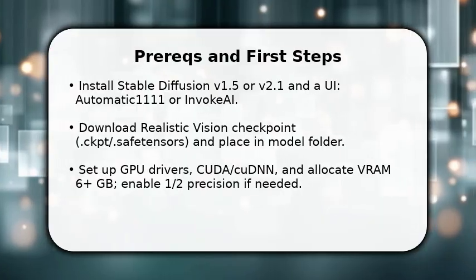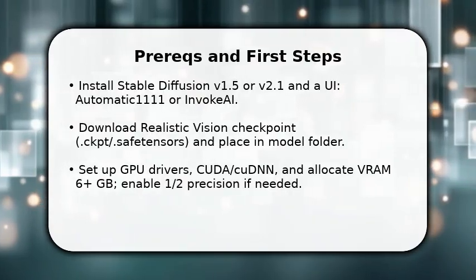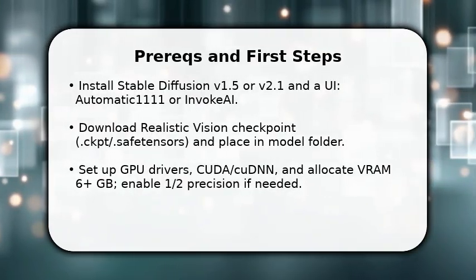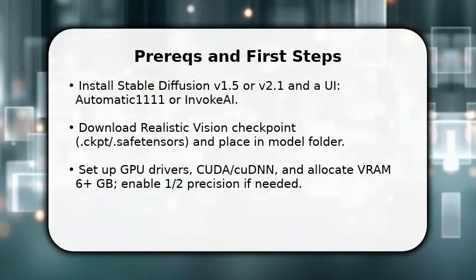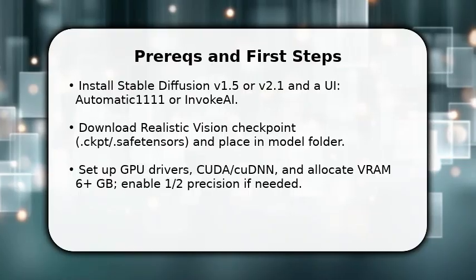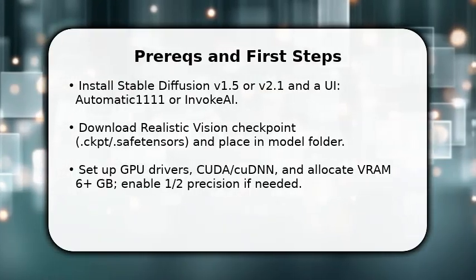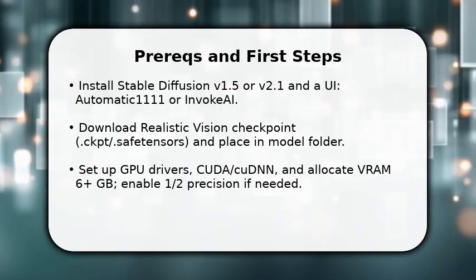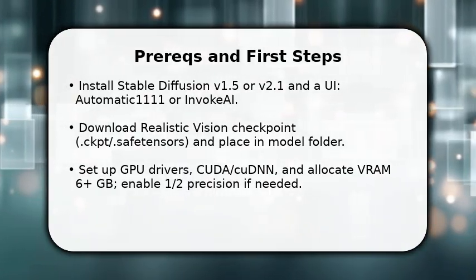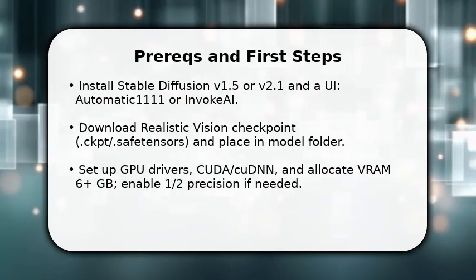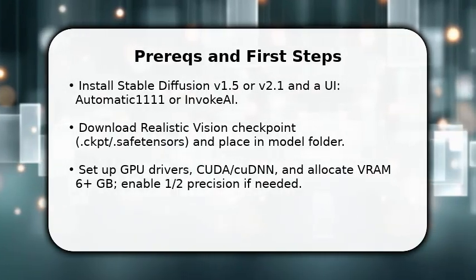You start by confirming prerequisites: a working Stable Diffusion UI, GPU drivers, and the Realistic Vision checkpoint file. Install or update Automatic1111, then drop the CKPT or safetensors into the models folder. Once done, launch the UI and select the Realistic Vision model from the drop-down so you're ready to generate.